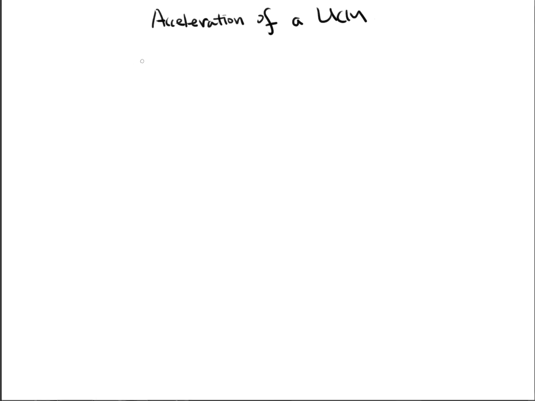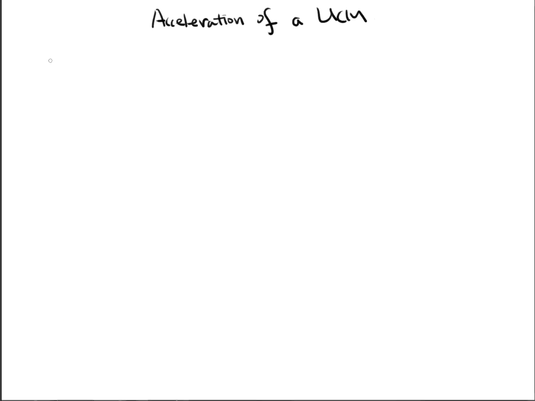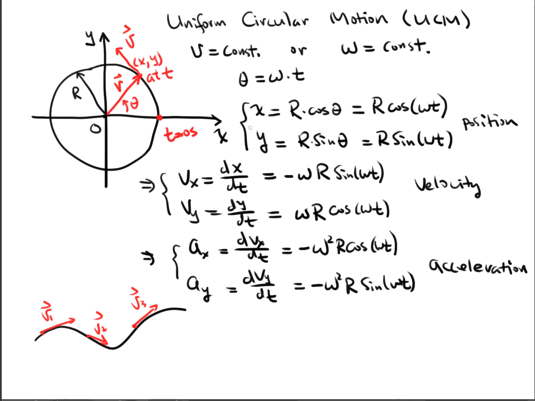In this video, we'll talk about accelerations of a uniform circular motion. Again, recall our previous calculation. The acceleration is given by this expression here, and ax is given by that, ay is given by this. So let's write this down. Okay, so ax equals negative omega squared r cosine omega t, and ay equals negative omega squared r sine omega t.